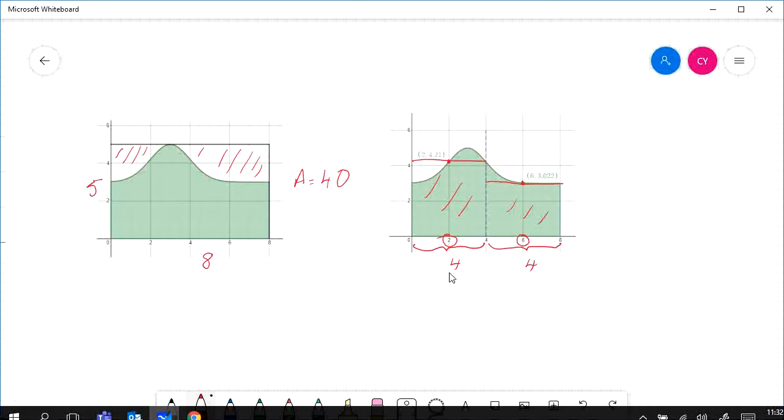And we can find the area of each rectangle. That's 4 across and 4.21 up. So 4 times 4.21 is 16.84. So that gives me 16.84 in that rectangle. And this one here is 4 across by 3.022 up, the y value. And that gives me 12.088.